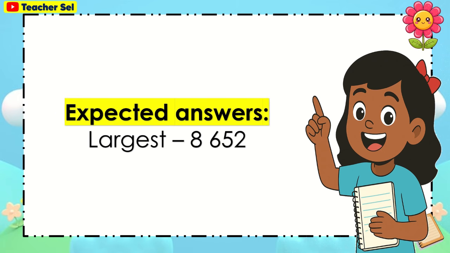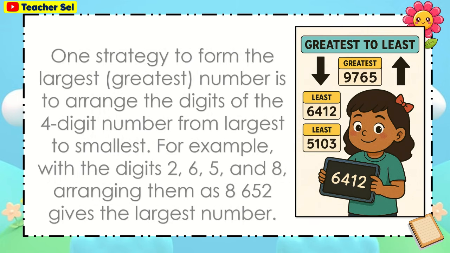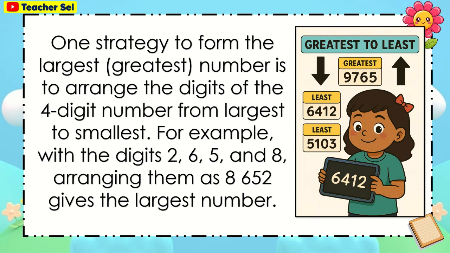Here are the expected answers. For the largest, we have 8,652. Smallest, 2,568. One strategy to form the largest, greatest number is to arrange the digits of the 4-digit number from largest to smallest. For example, with the digits 2, 6, 5, and 8, arranging them as 8,652 gives the largest number.